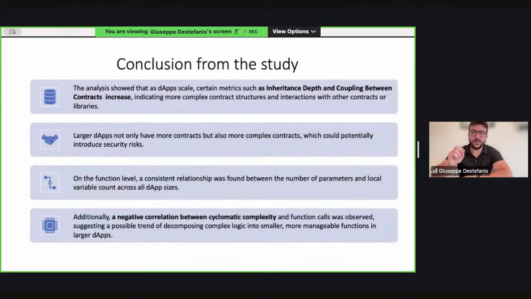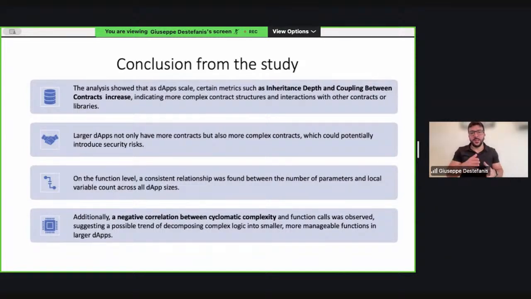So we see that inheritance depth and coupling between contracts increase when the dApp starts scaling up, and we need to keep an eye on this when it is happening. Larger dApps can also have more complex contracts, not only more contracts. The number of contracts is higher, but also the complexity is higher. And of course, this can introduce security risks.